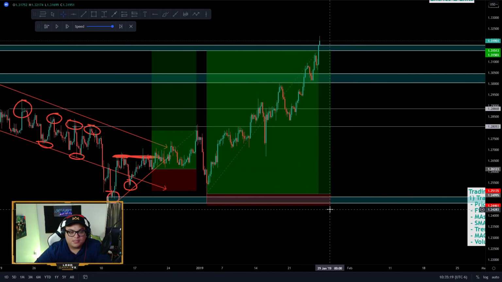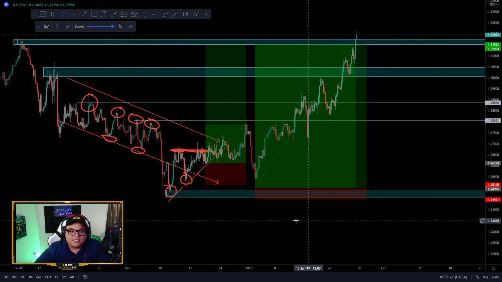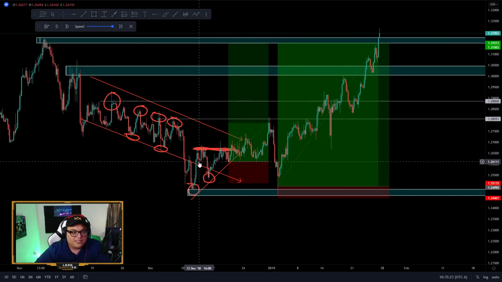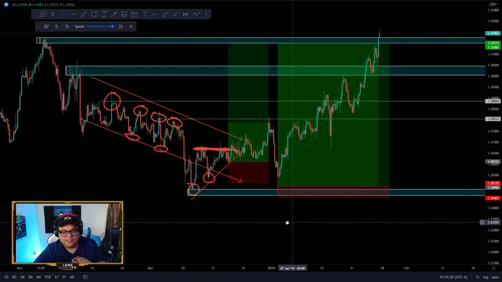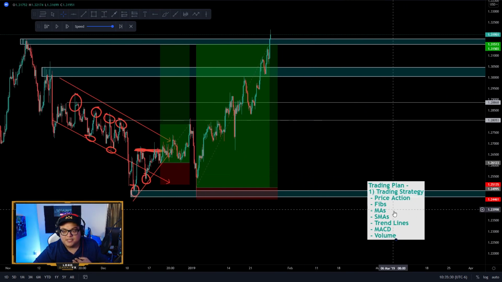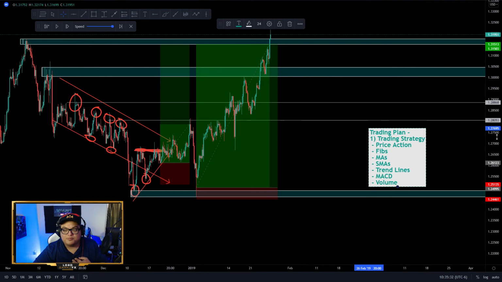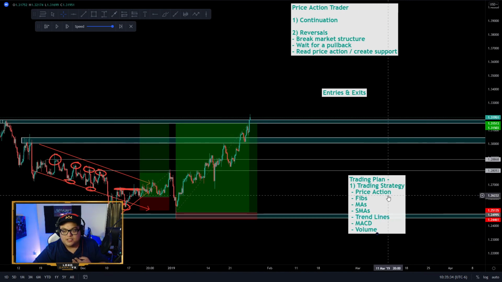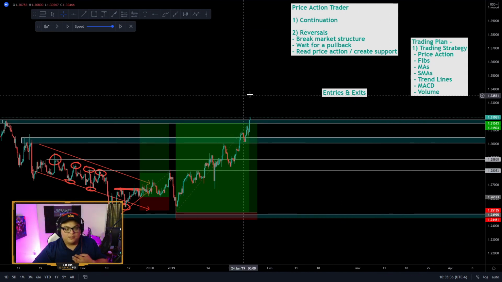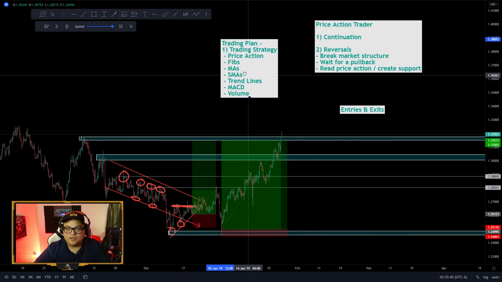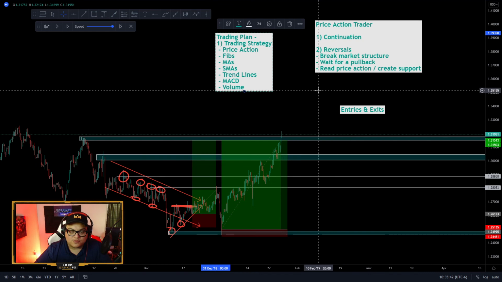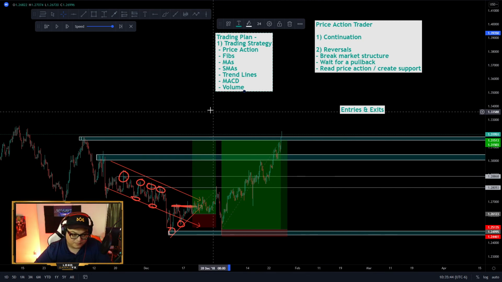You see that? So my entries and exits are based off of price action patterns. Okay, for me personally, because that is my trading plan. My trading plan is I'm a price action trader. So my trading plan calls for price action patterns. And the patterns that I'm looking for are continuation, reversals, or consolidation.